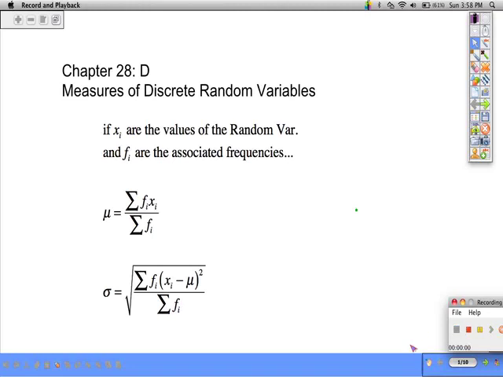The second part of chapter 28 deals with measures of these discrete random variables. So we're talking mean, standard deviation. X sub i in these formulas stands for the values that the random variable can take on, and f sub i are the associated frequencies. So here are two formulas that you might want. However, there are some shorter ones.